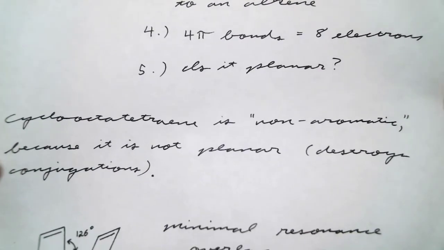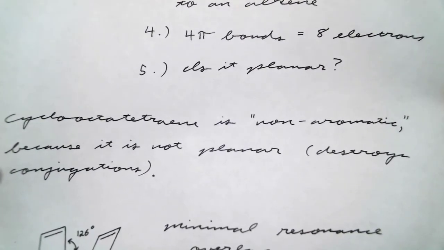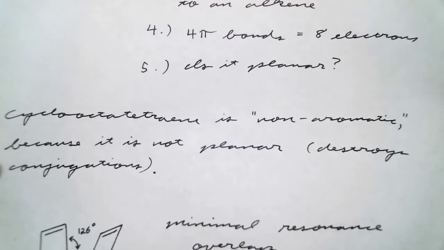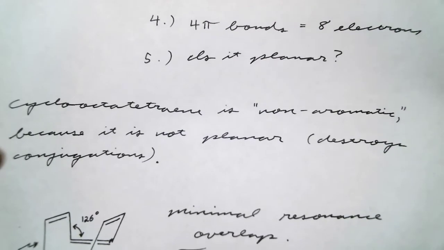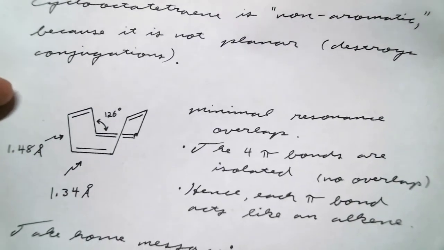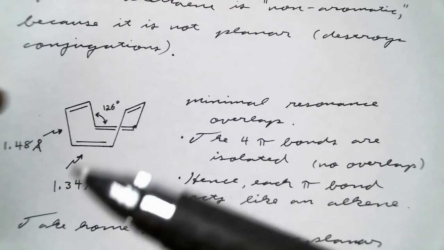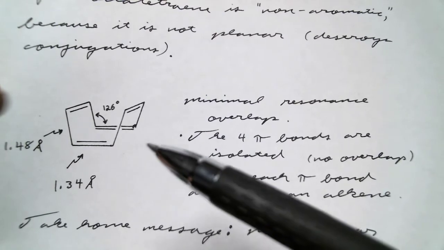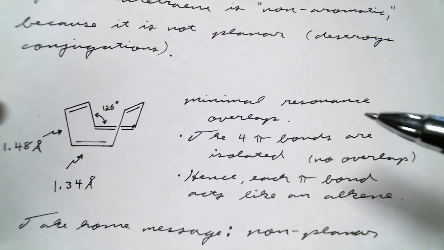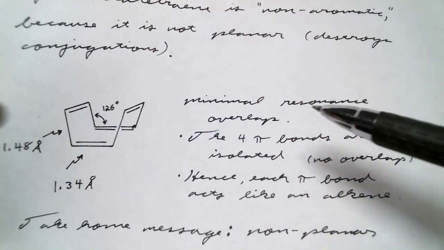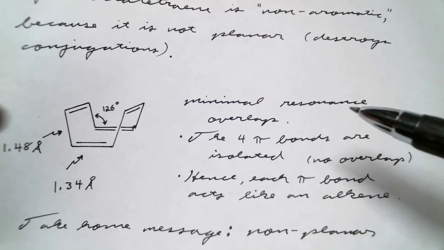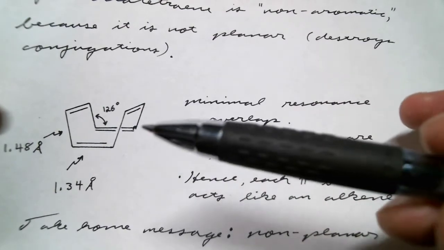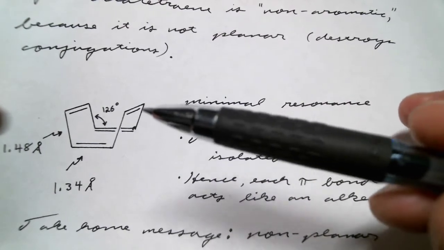So cyclooctatetraene is non-aromatic. That's because it's not planar. We can't classify it as aromatic or anti-aromatic. And because it's not planar, that really destroys the conjugation. What do I mean? Well, the actual, nice low energy configuration of the cyclooctatetraene is sort of boat-shaped if we take a look at it, which really means there's minimal resonance overlap, even though I still maintain that resonance is a lie. What I really mean is there's minimal overlap of the p orbital lobes, right, on these adjacent carbons.